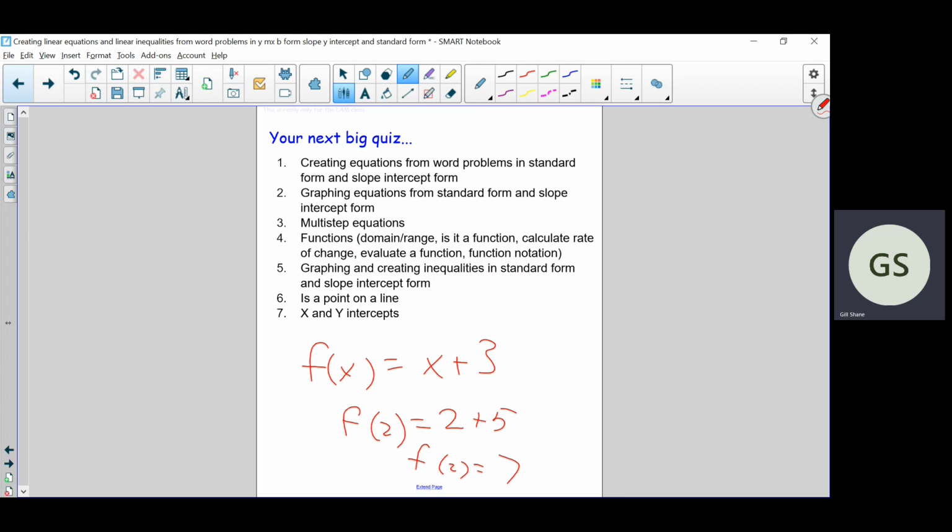Evaluate a function, function notation. Oh, calculate rate of change. Remember we did a table. Your formula for calculating rate of change, you should have that in your notes. Just be careful. Make sure you label clearly which one is y2 and which one is y1.